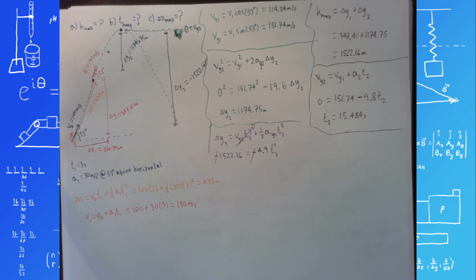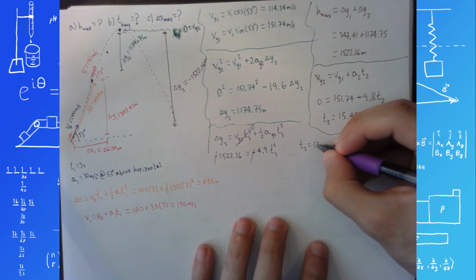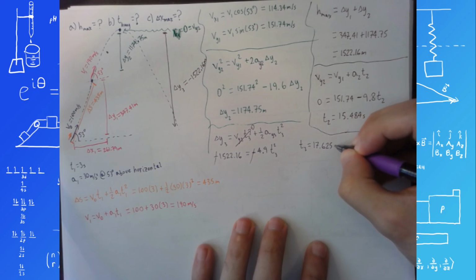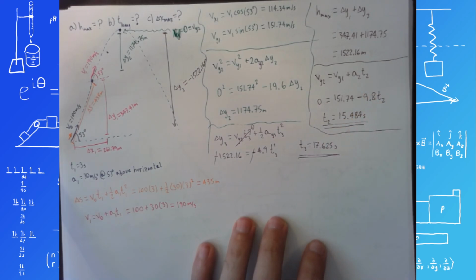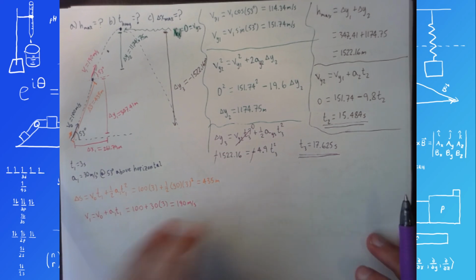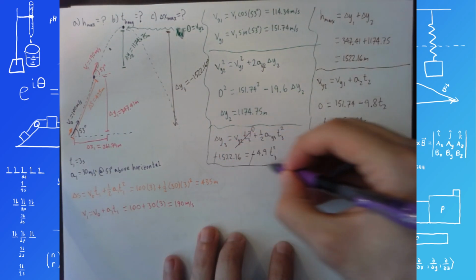1522.16 divided by 4.9 is 310 point a bunch of numbers, and then if I take the square root of that, it only makes sense to take the positive square root here, so positive square root is 17.625. T3 equals 17.625 seconds. Okay, so we have this, and we have this. We've got T2 and T3, and we were given T1 from the very beginning. So now all we have to do is add those up to get our total hang time.